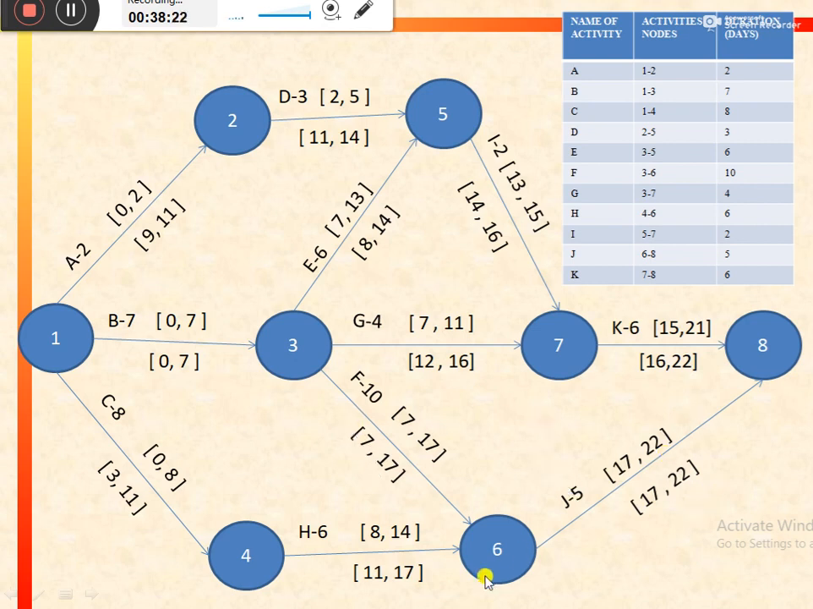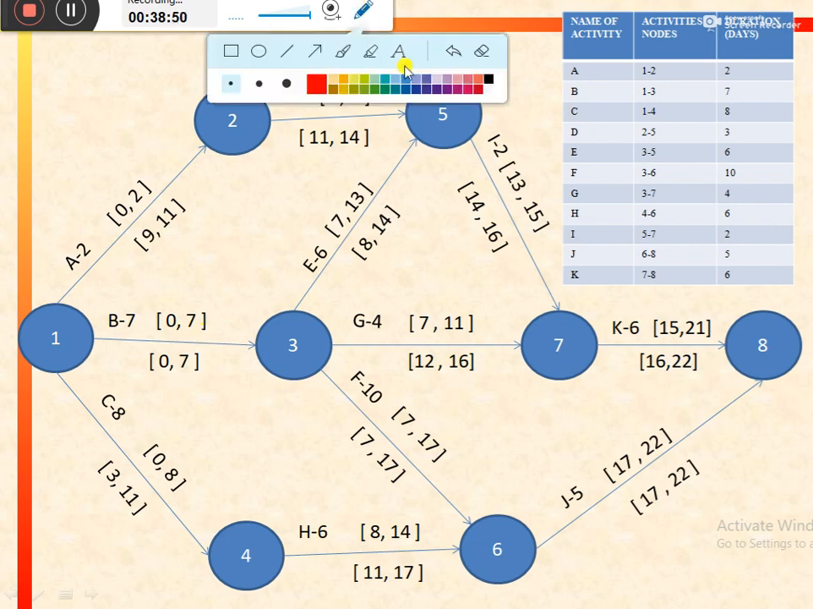Similarly, the second activity for this path is activity F. Earliest and latest start times are equal, and earliest finish and latest finish times are also equal. The third activity is activity B. For this activity as well, the earliest start and latest start values are equal, and also the latest finish and earliest finish values are equal. So in this network, this path would be the critical one.